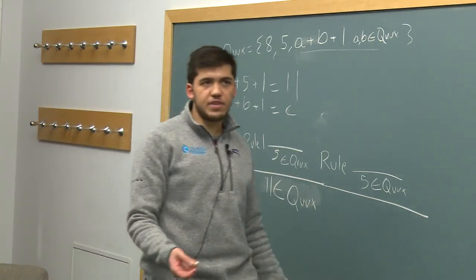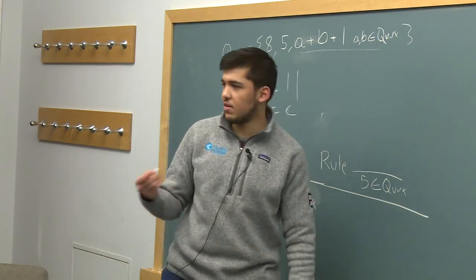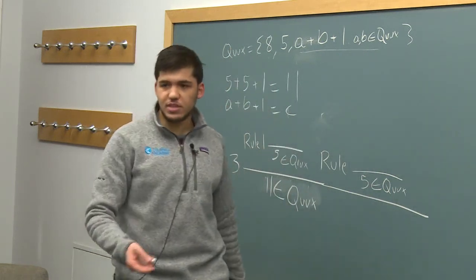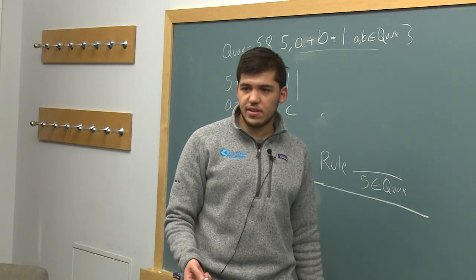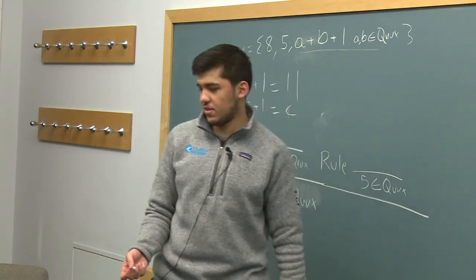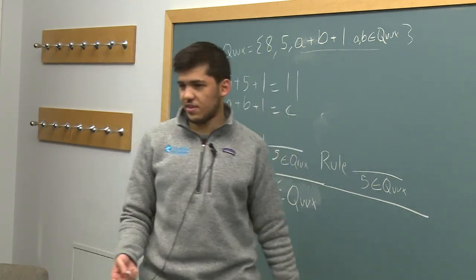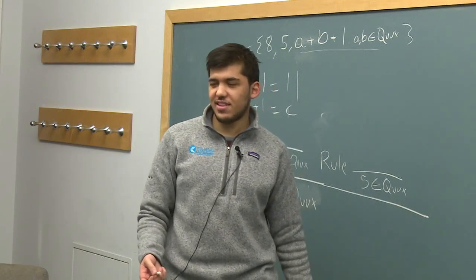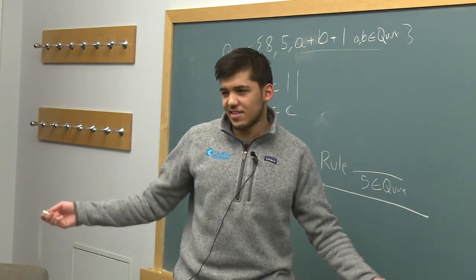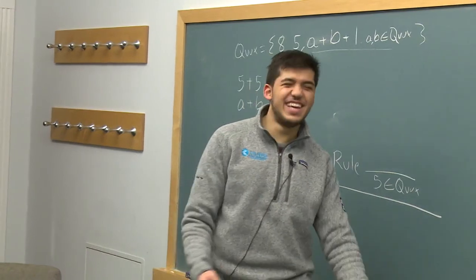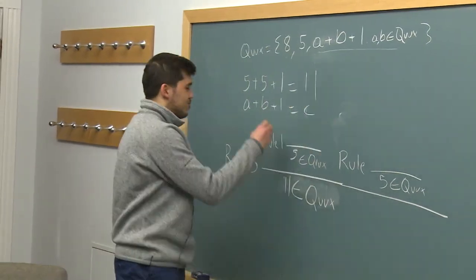How can we achieve the number 20 from the number 8, 5, and the rule that a plus b plus 1 is equal to c? Do you guys know? 5 plus 5 is 11, and then 11 plus 8 plus 1 is 20. Exactly. We can just use what we did here.